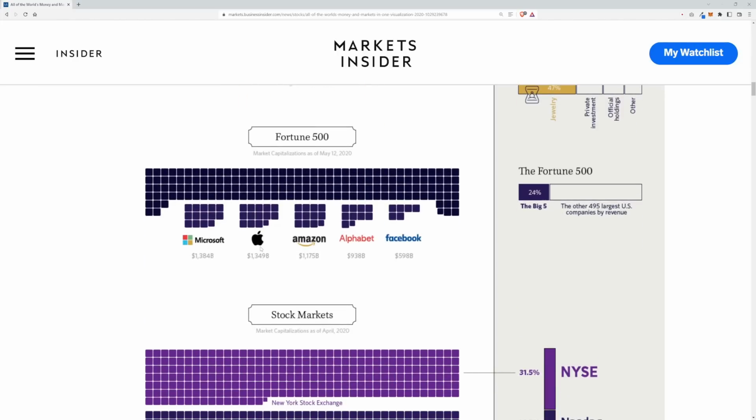So you got Microsoft, Apple, Amazon, Alphabet, of course Google in there, Facebook, and all the rest. And you can see multiple trillions of dollars in the Fortune 500.